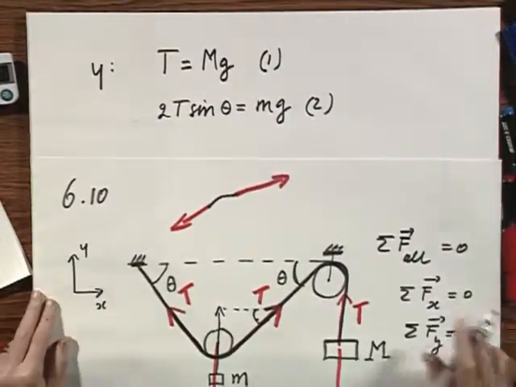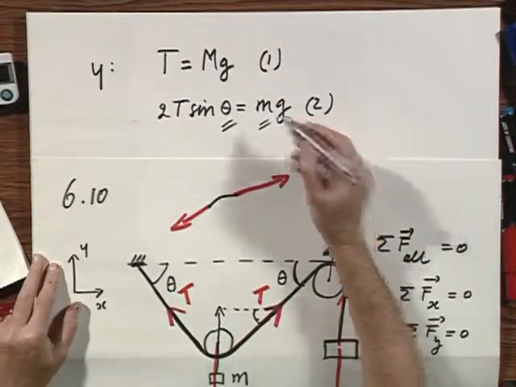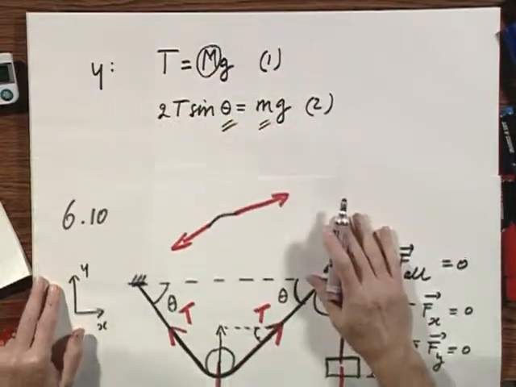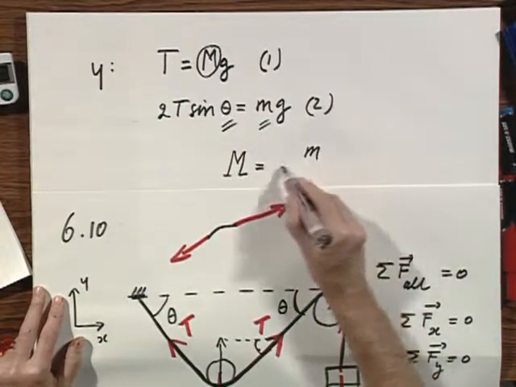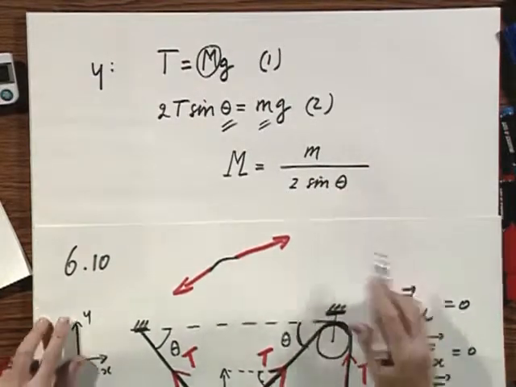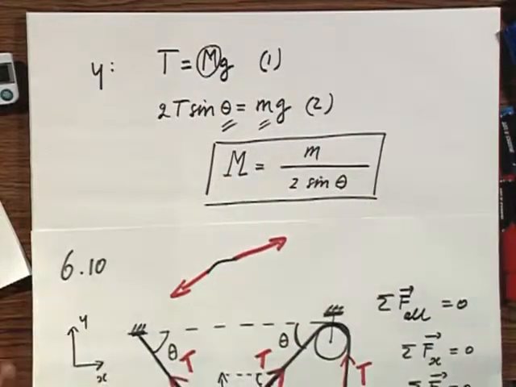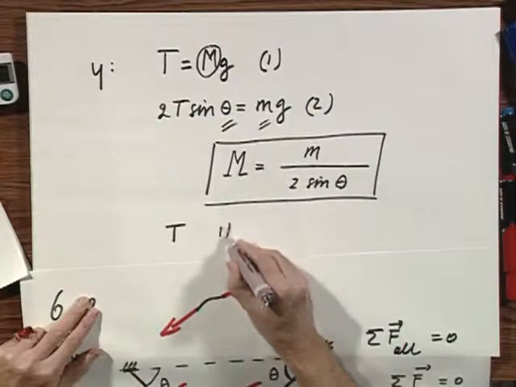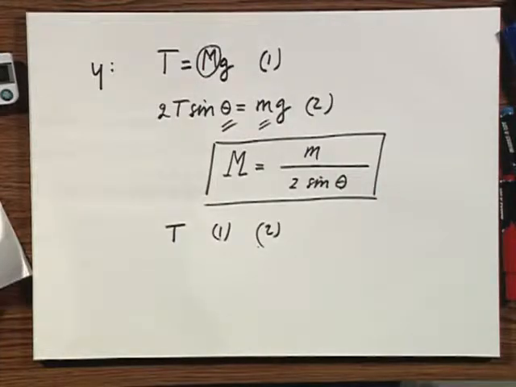Now suppose theta and little m are known, then I can find capital M, because I can eliminate T from these two equations. And you will find then, which is rather trivial, that capital M is little m divided by 2 times the sine of theta. So for a given value of little m and for a given value of theta, you immediately find what capital M is. And if you were interested in the tension, well, you can either use equation 1 or you can use equation 2, and you will even be able to solve for the tension.